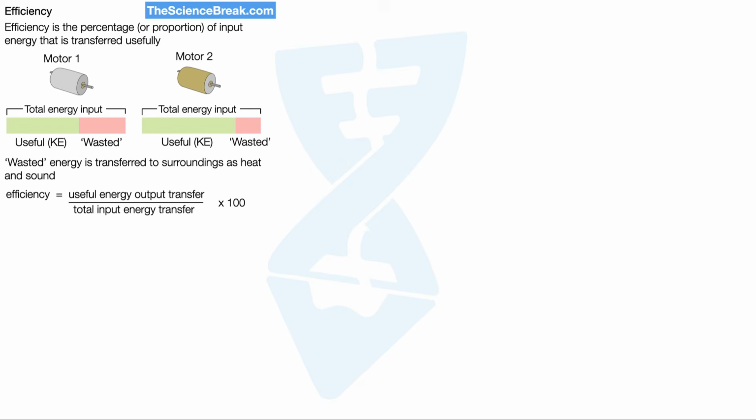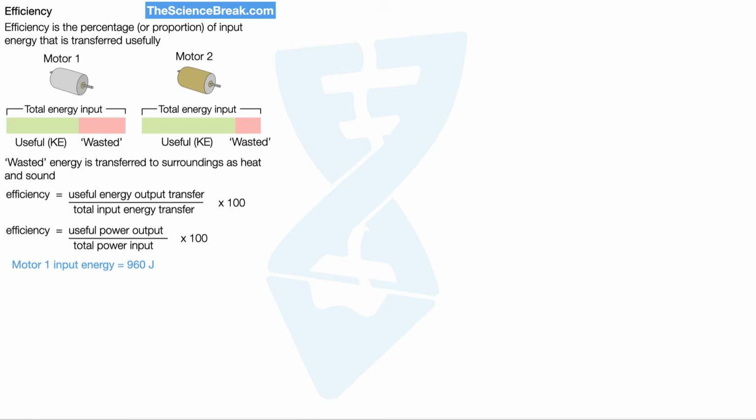So the equation that we need to be able to use, and is given to us, is efficiency is useful energy output transfer divided by the total input energy transfer, often said as a percentage, so we would times that by 100 to get the percentage. A second way is useful power output divided by total power input, again times 100 to get a percentage.